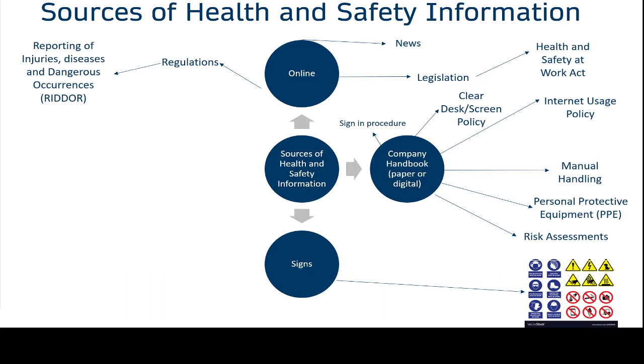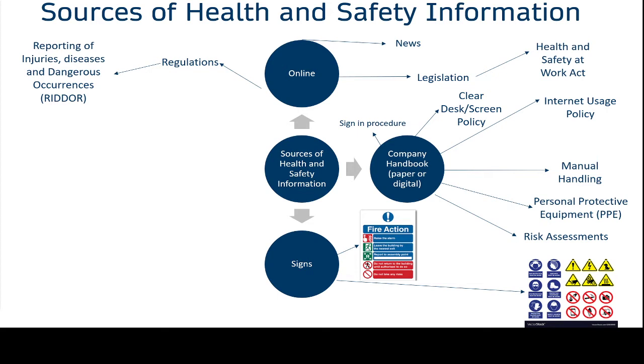So those are an idea. What you want to do is have a look around your organisation and write about what signs you have, and you could be talking about how you comply with them. You get fire action signs, which outline the fire evacuation procedure.